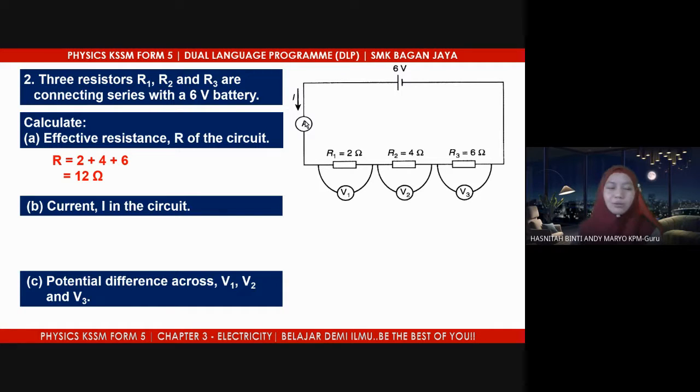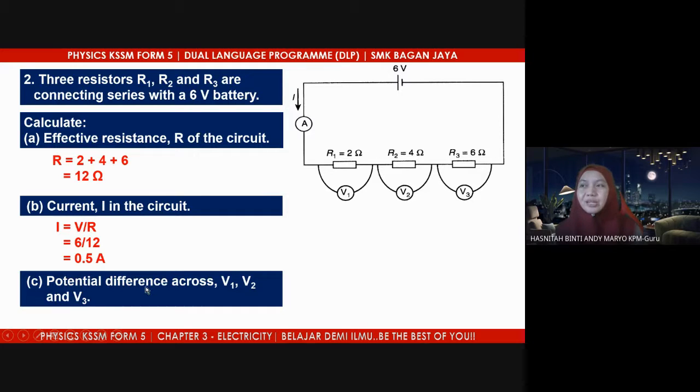Okay, so how to find the current? What formula to use? So you can use Ohm's law. I equals V over R. V is the 6 volt supplied by the power supply, and R is the total resistance in the circuit. So the current flow in the main circuit is 0.5 ampere. In R1 also 0.5 ampere, R2 also 0.5 ampere, R3 also 0.5. So at every point in this circuit, 0.5 ampere of current flows.